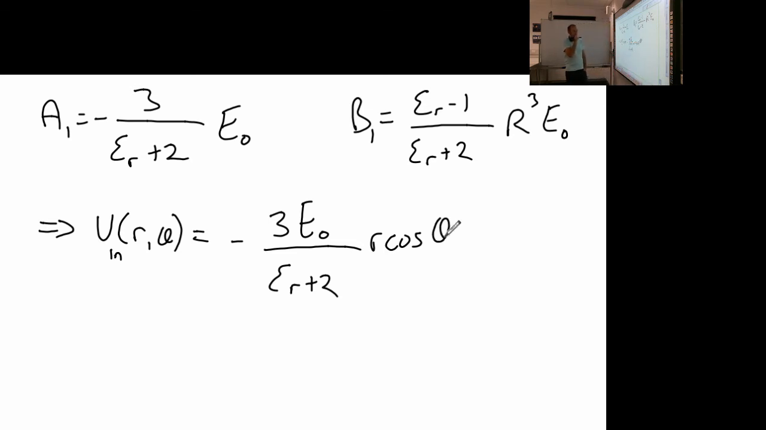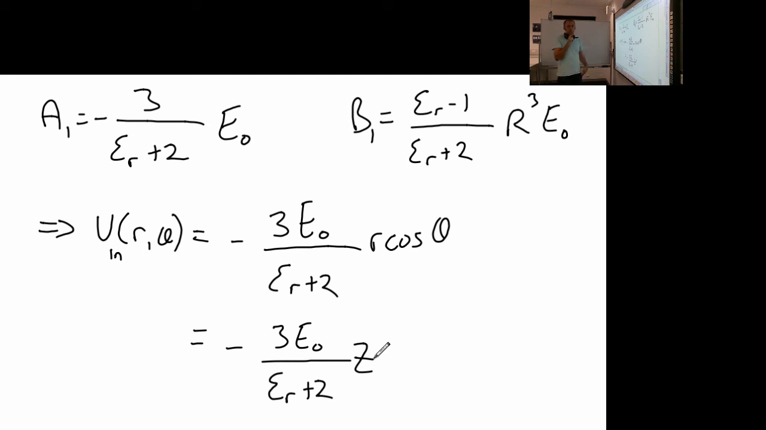Okay. And this can be further expressed as minus 3 E0 divided by epsilon_r plus 2, and instead of R cos theta we can just write this as Z. Okay, so this is our potential inside the sphere.